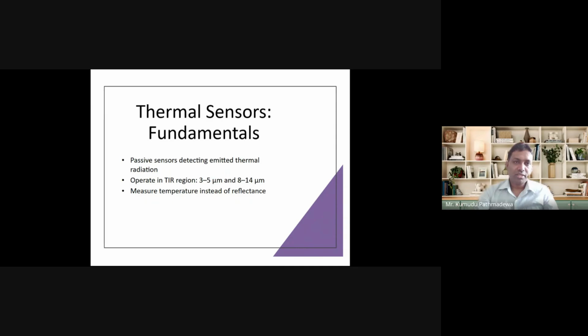So these thermal sensors actually measure the temperature for a particular place instead of collecting the reflectance of that area.